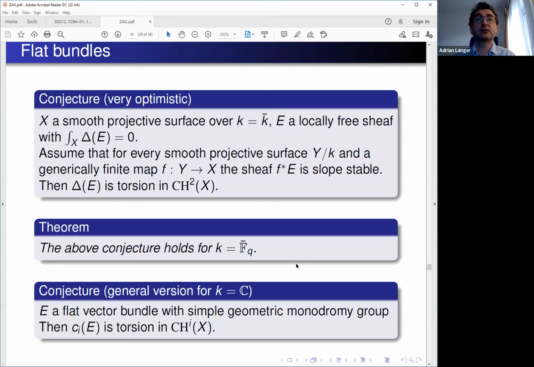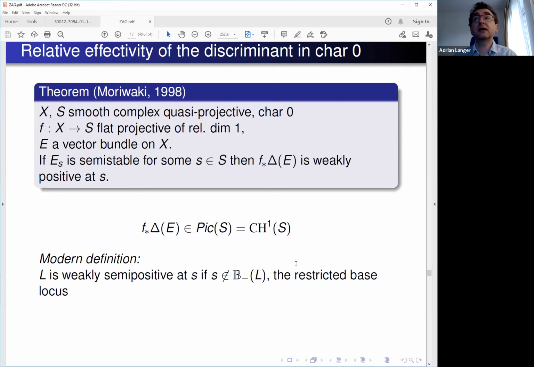So the rank 2 case is now somewhat pretty well understood, but the higher rank is much more delicate, and I don't really know counterexamples of this in the higher rank case. Okay, so now I would like to go to a somewhat different topic.